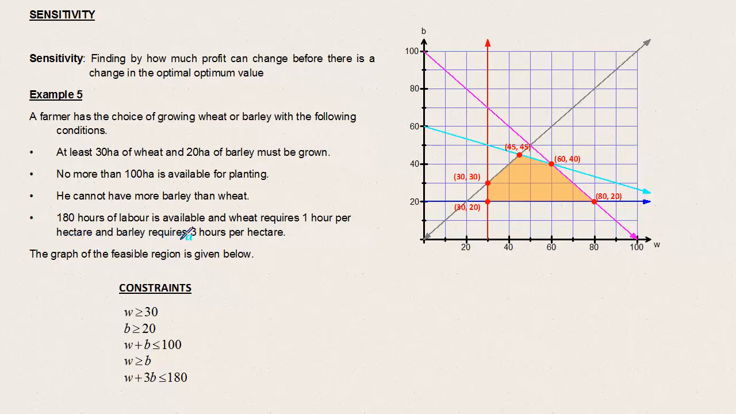180 hours of labor is available, and wheat requires 1 hour per hectare and barley requires 3 hours per hectare. So that looks like it's this constraint that we have listed here. You can see the other ones we've discussed. And so that's the final line, this sort of very light blue one. We need to be below that, and that defines this region for us.